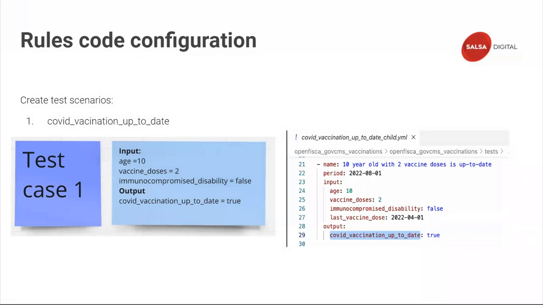All right, so I'll walk through these very quickly. This is basically essentially around the OpenFisca side of it. This is an example of a test case that was created in OpenFisca, where the scenario is a 10-year-old with 2 vaccine doses, whether they are up to date or not. And then we have a period, we have the inputs, and then we have an output, a calculated output.